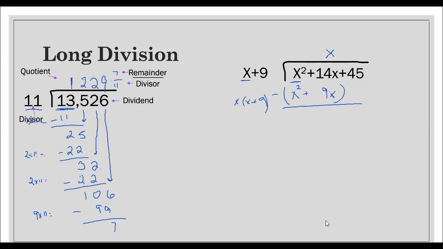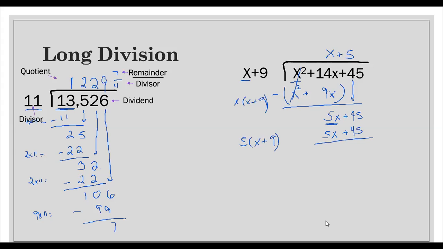So x squared minus x squared, that term goes away. 14x minus 9x is 5x plus 45. So we bring down the 45 now. And now we say, what do we have to multiply x by? We're going to just look at this leading term, this 5x. Well, that's 5. So we're going to put a plus 5 up here. And now we do 5 times x plus 9. Well, 5 times x is 5x. 5 times 9 is 45.